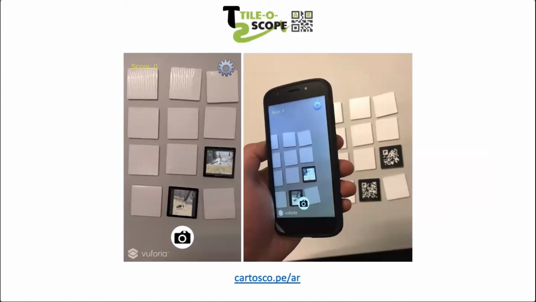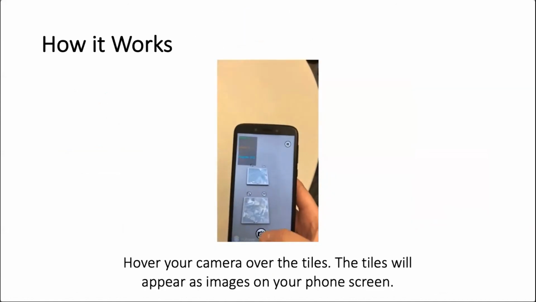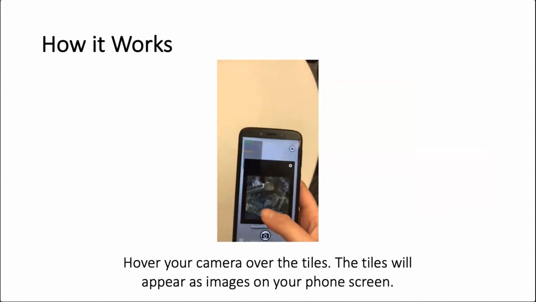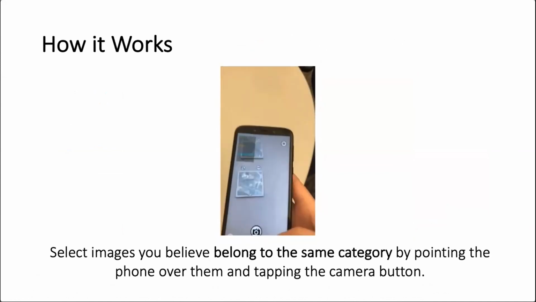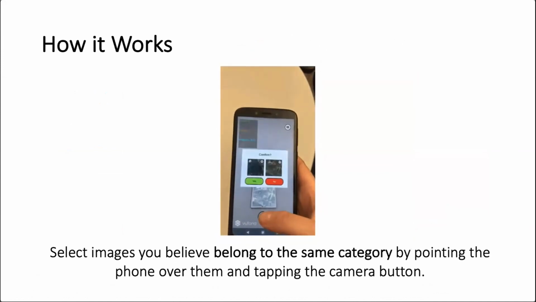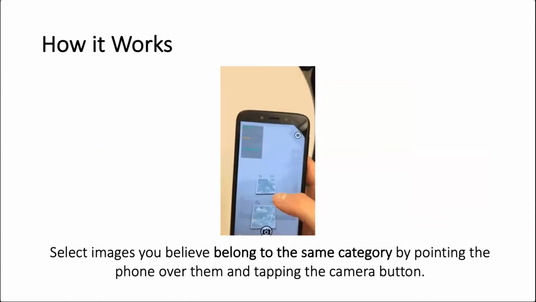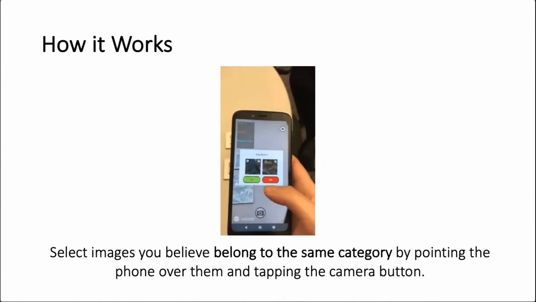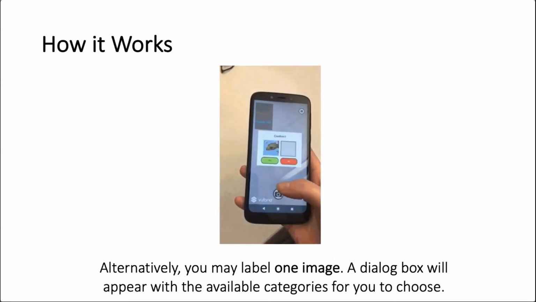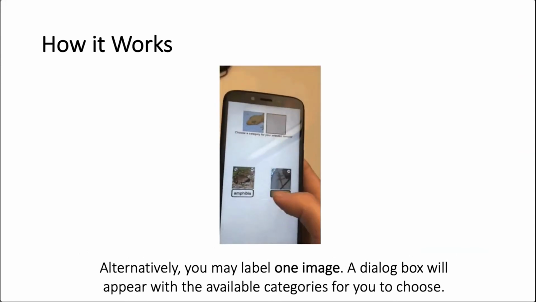It is currently available on Android, and you can get it by going to cartoscode.pe/AR. More specifically, it works by hovering your camera over the tiles. The tiles will then appear as images on your phone screen. You can then select images you believe belong to the same category by pointing the phone over them and tapping the camera button once all images you want are visible. You will then receive audio and text feedback about the correctness of your match. Alternatively, you can also label one image at a time. A dialog box will appear with the available categories for you to choose.